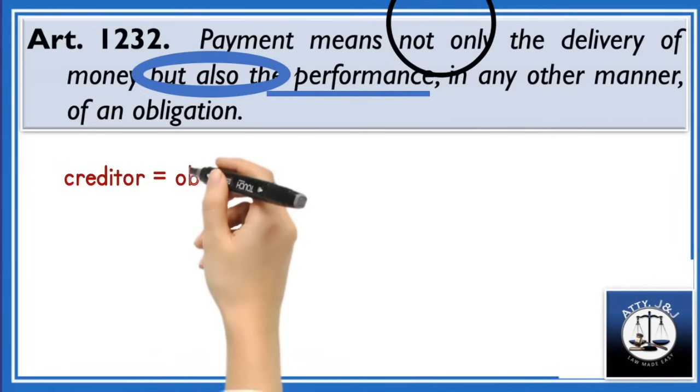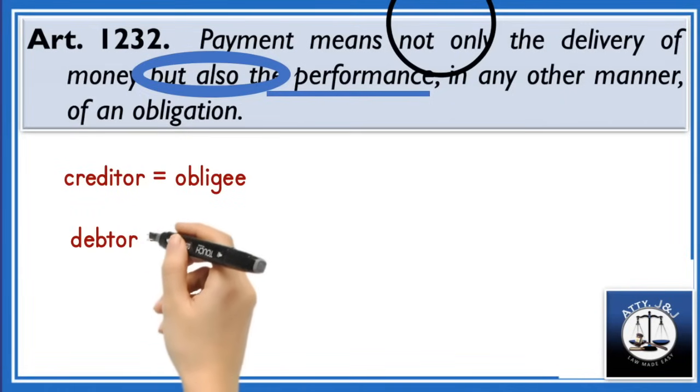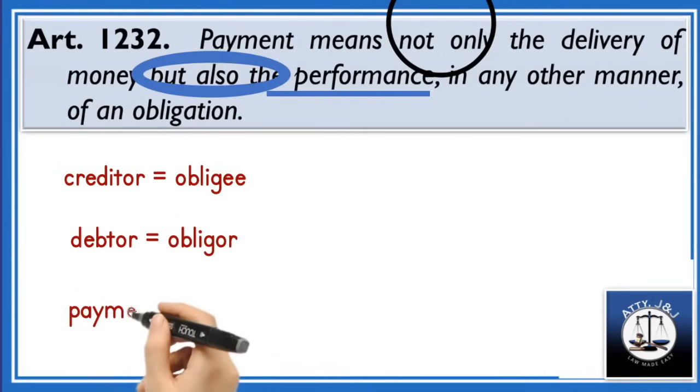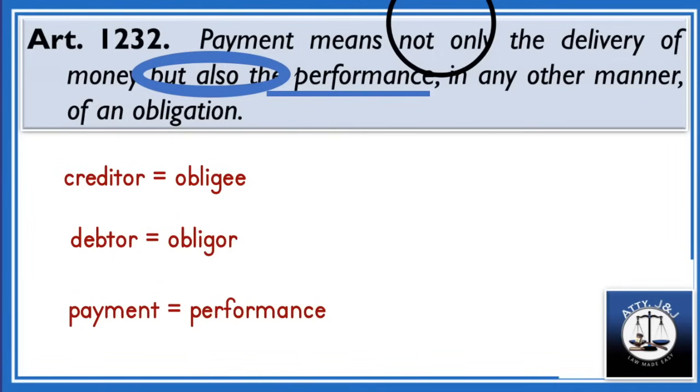And like obligee and creditor, obligor or debtor, yung mga terms na yan, yung payment and performance are twin terms. Payment refers to the obligations to give, while yung performance refers to an obligation to do. Okay? Now, it's as simple as that.